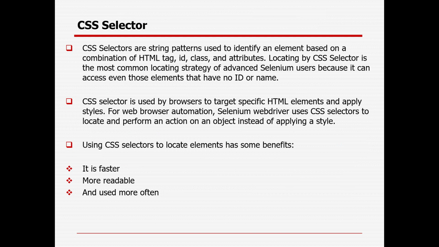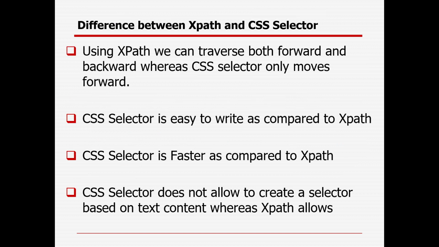Okay, so CSS can traverse only parent to child. Xpath can traverse from parent to child or child to parent. CSS is easier to write compared to Xpath. CSS is faster. CSS does not allow text, which Xpath allows. CSS has contains, starts with and ends with, but Xpath only has contains and starts with, but no ends with. So that is the primary difference between these two.